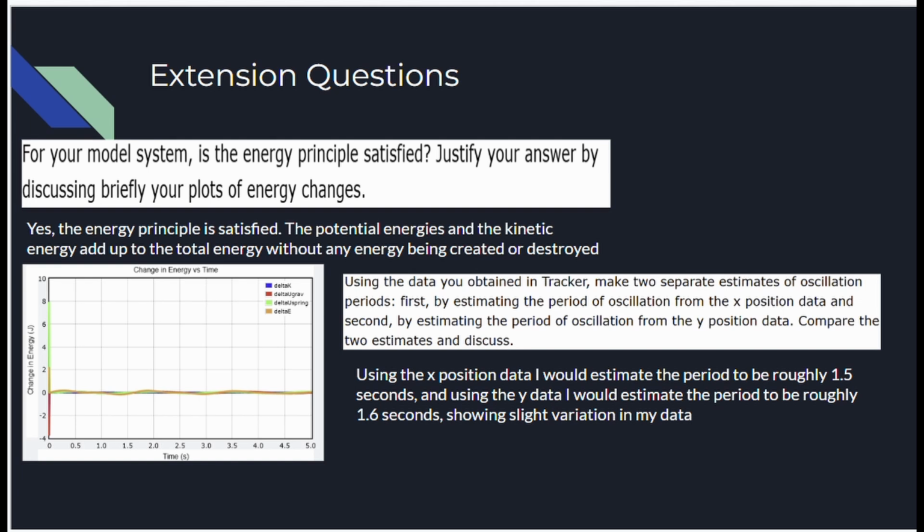Using the data you obtain in Tracker, make two separate estimates. First, by estimating the period of oscillation from the X position data, and second, by estimating the period of oscillation from the Y position data. Compare the two estimates and discuss. So using the Tracker data, I said that using the X position data, I would estimate the period to be roughly 1.5 seconds, and using the Y data, I would estimate the period to be roughly 1.6 seconds, showing some slight variation in my data.